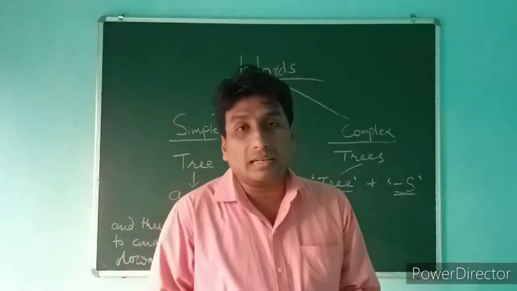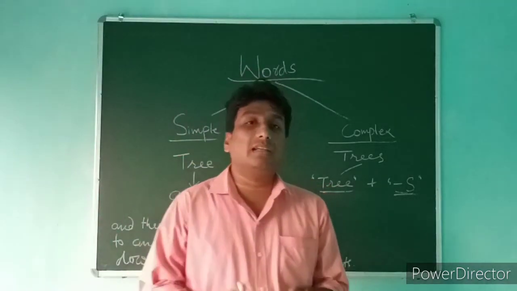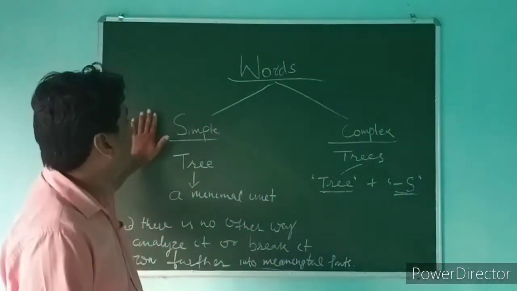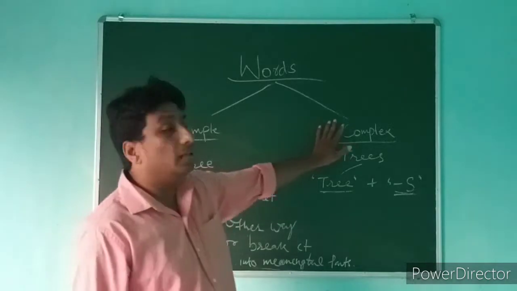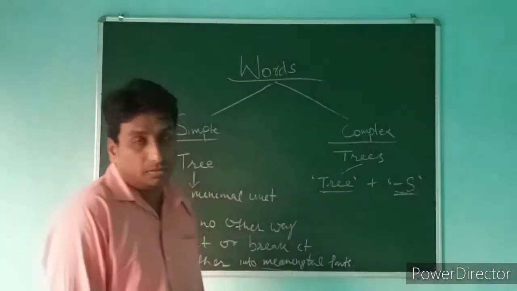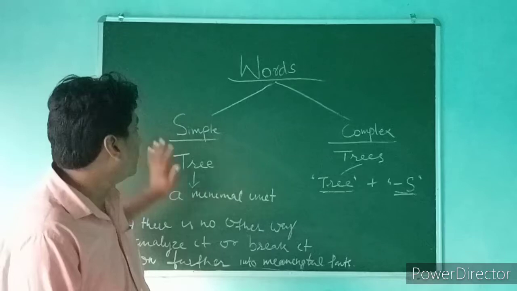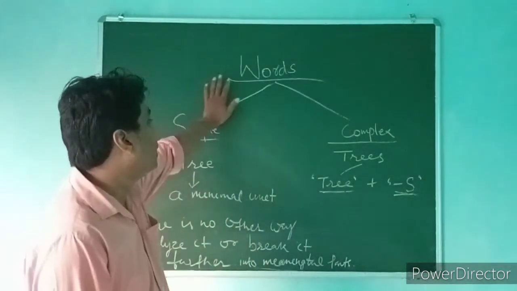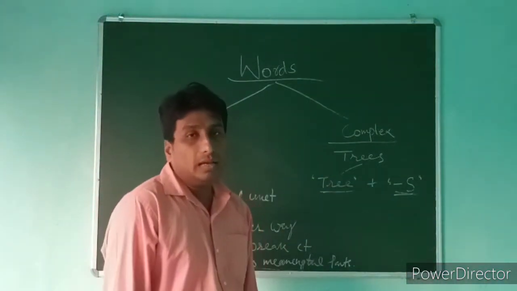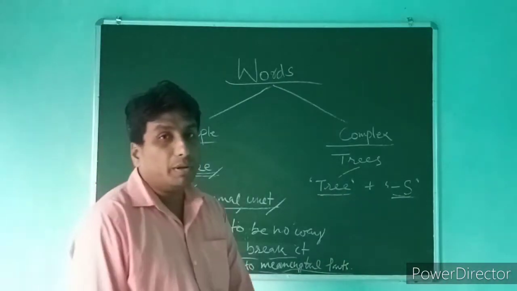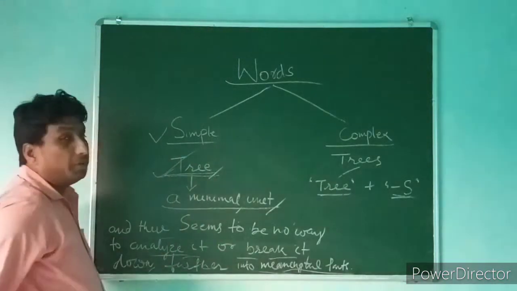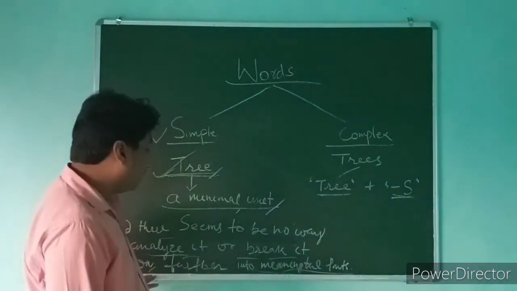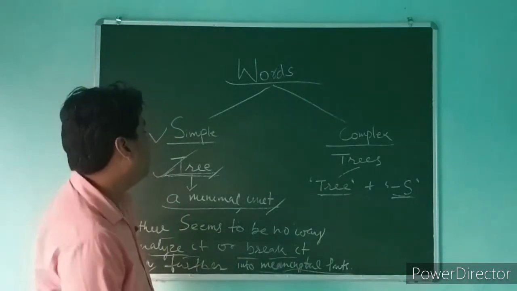It has long been recognized that words must be classified into at least two different categories. The first one is simple words and the other one is complex words. So these are the two broader categories that words can easily be classified into. A simple word like tree seems to be a minimal unit and there seems to be no way to analyze it or break it down further into meaningful parts.